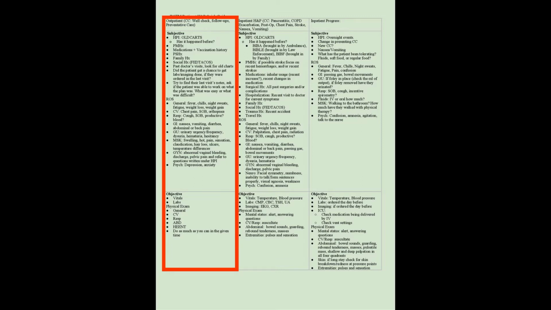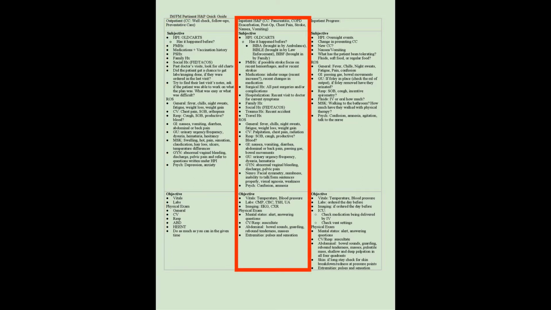And then we're going to go into more of a hospitalized type of patient encounter. We need to see if the patient needs to be admitted from the ER. So stuff like they might present with abdominal pain due to pancreatitis, COPD exacerbation, any post-op issues, chest pain, stroke, nausea, vomiting. They could show up with anything, and you need to see if this patient needs to be admitted.